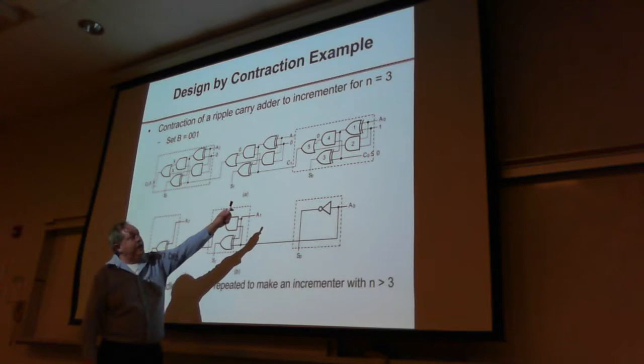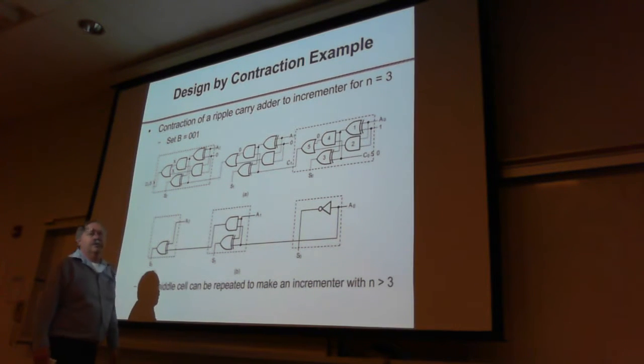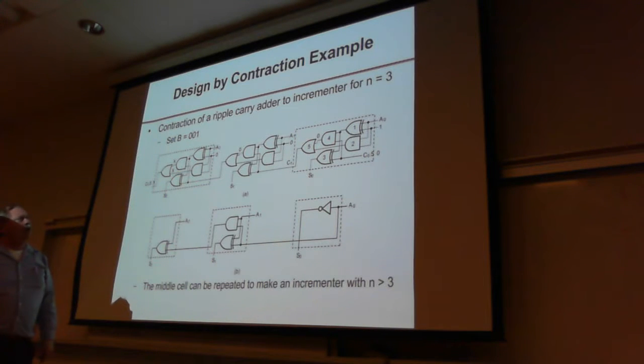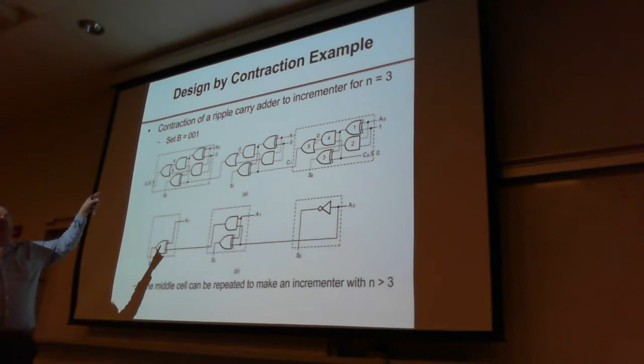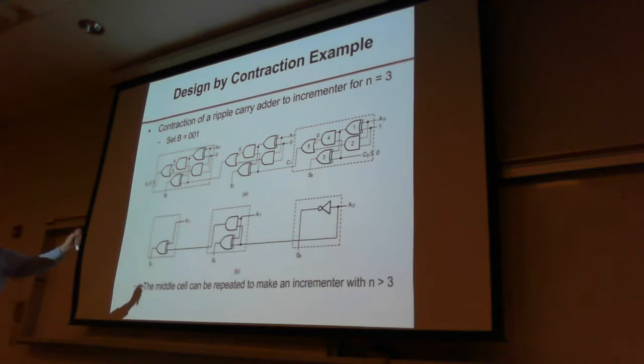So I have the number I want to add, and then I have a hard 1. Why did I have a hard 1? Does anybody remember in a ripple carry adder why I have a hard 1 on S0? Bit 0. Because B is 0, 0, 1, so that's the rightmost bit of the second number. Yes.